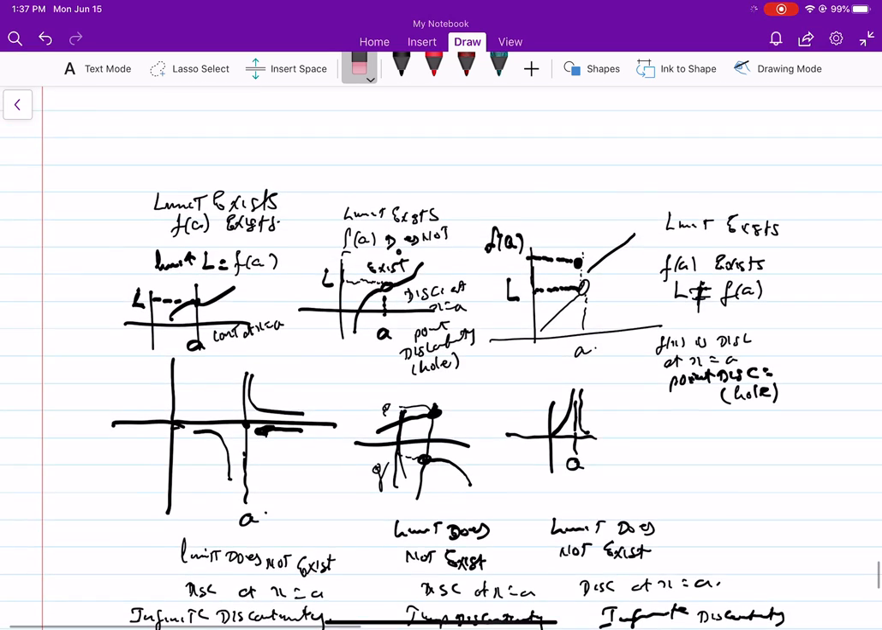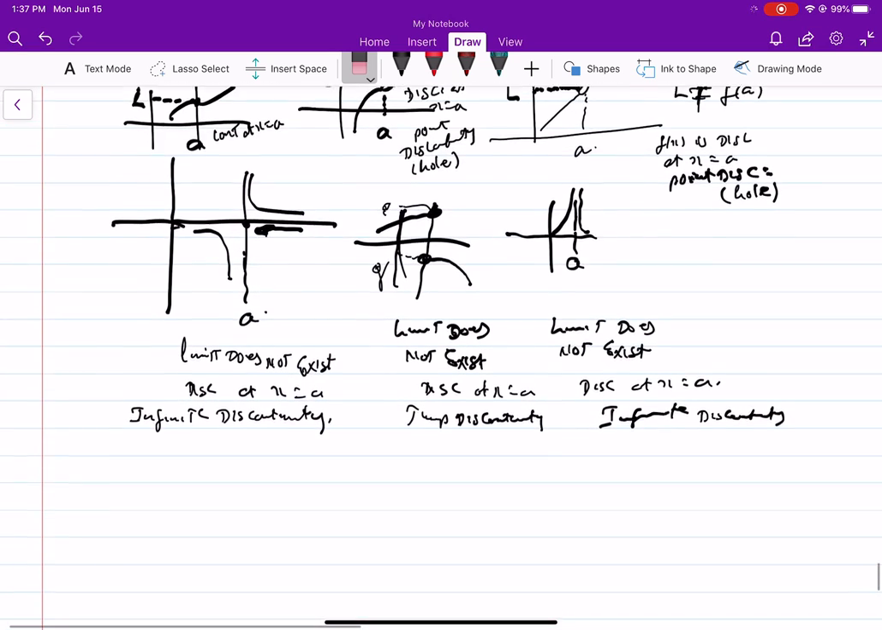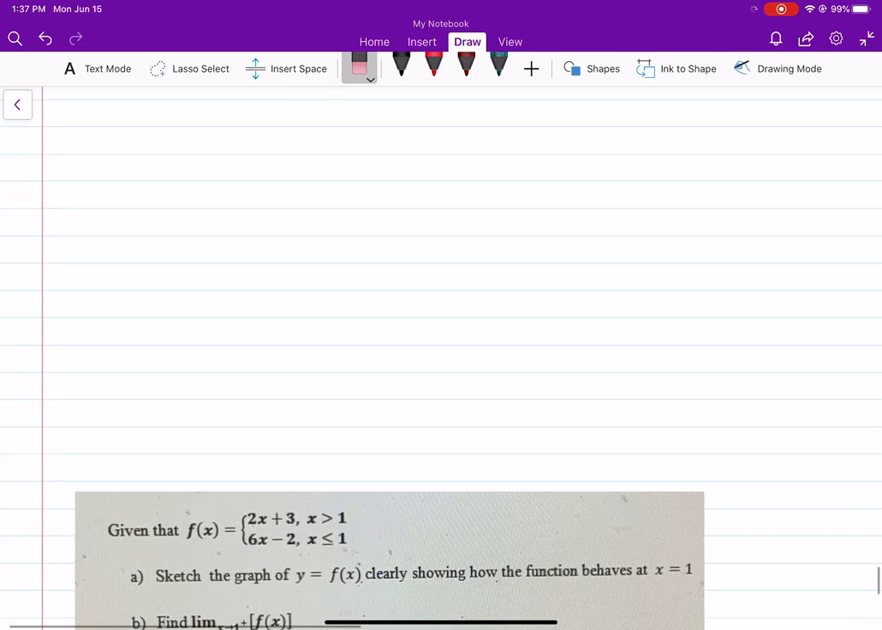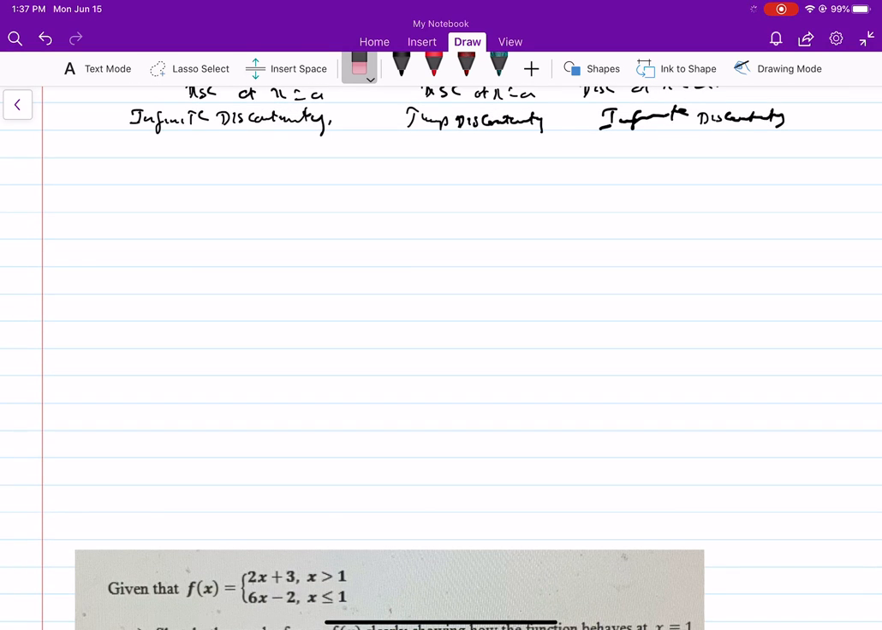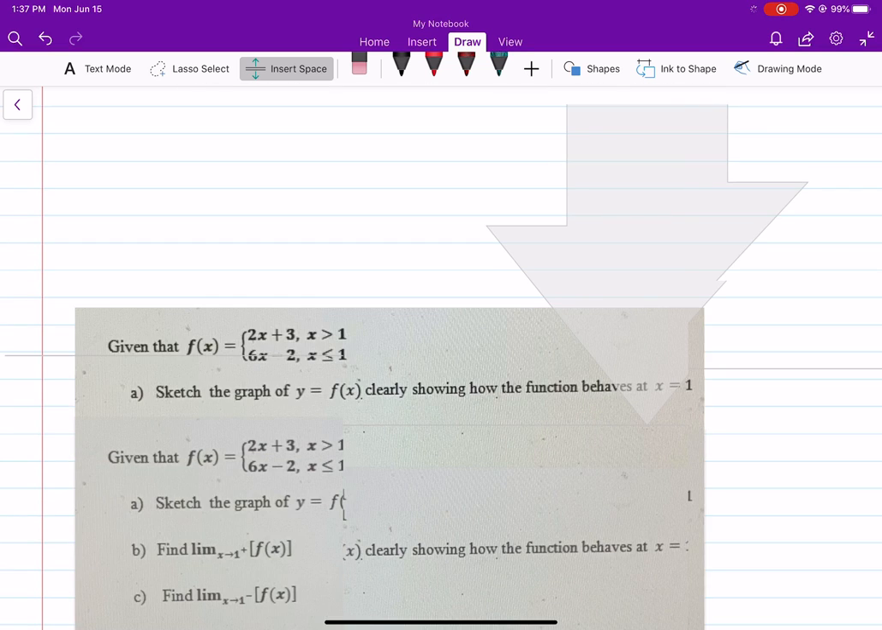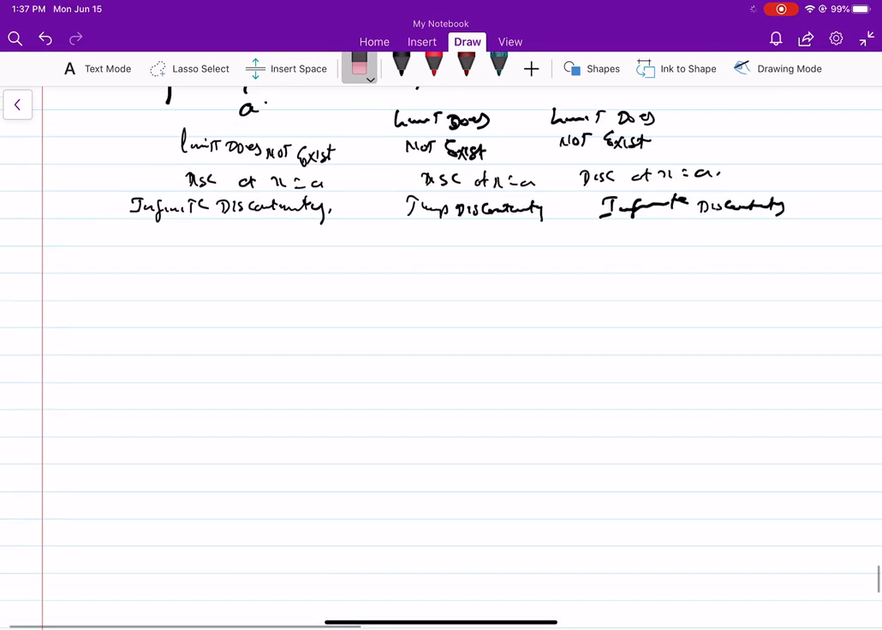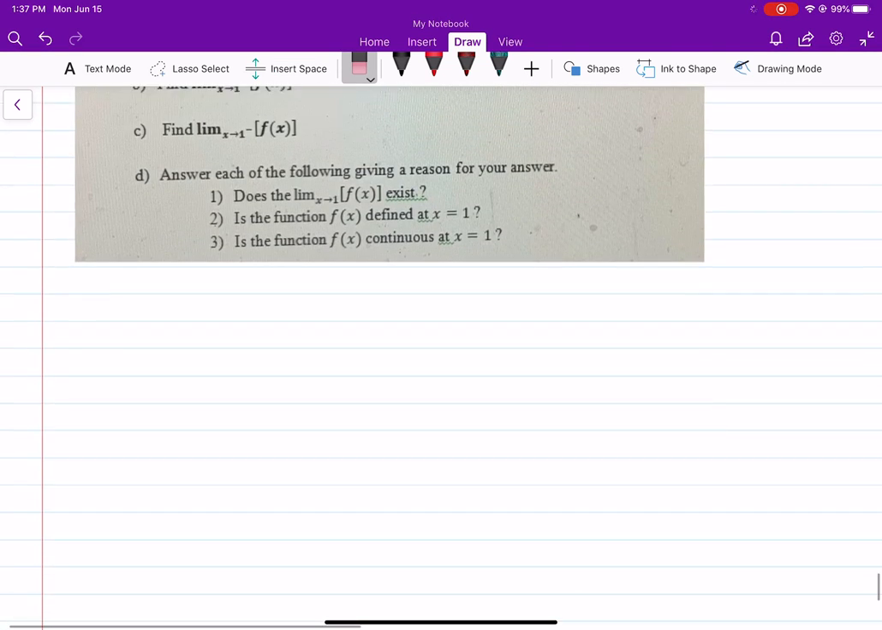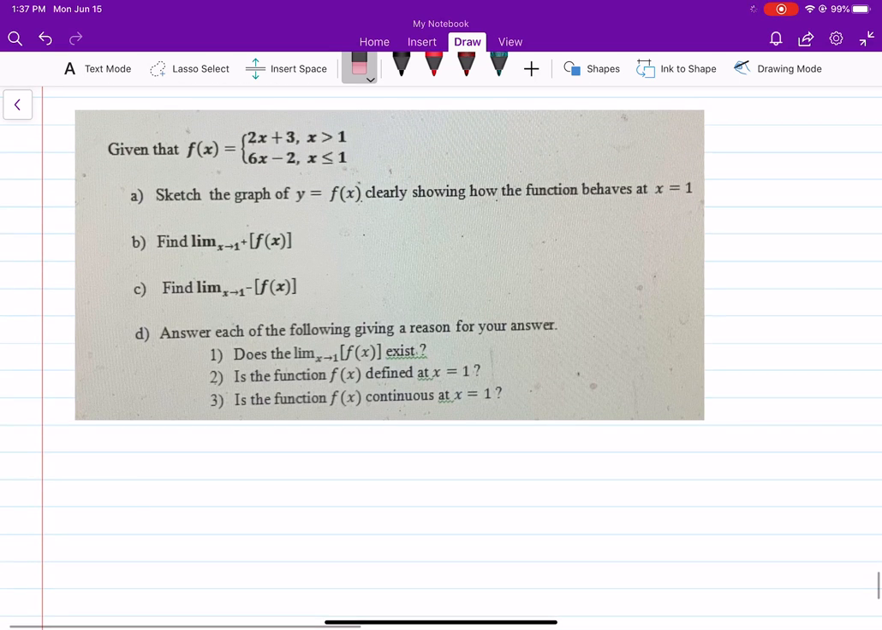This is just some scrap I was playing around with before I actually drew those graphs. All right, why don't we start working on some of the problems that I set forth underneath here. So here's our first problem.